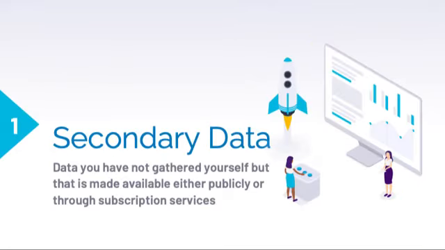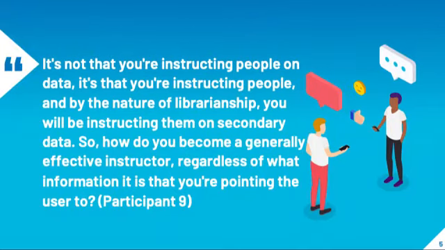It may help if I define the type of data that librarians typically work with in the social sciences. Most researchers that approach librarians for help with finding data are looking for secondary data. That is, data they have not gathered themselves, but that is made available publicly or through subscriptions such as in the library databases. Researchers often seek help from librarians in navigating through these resources to find what they are looking for.